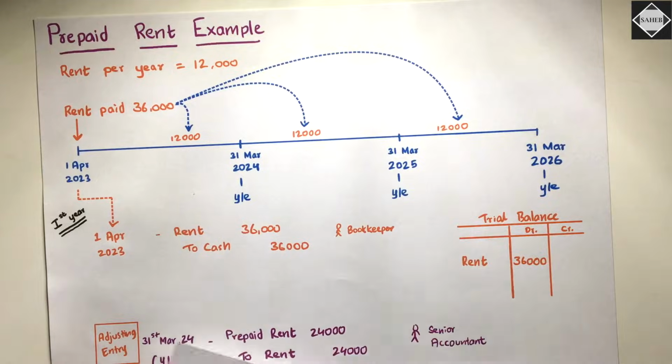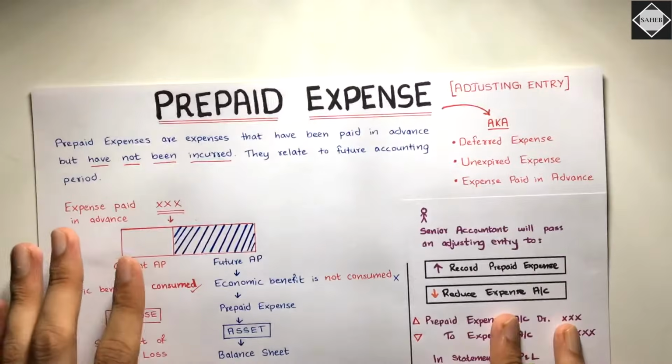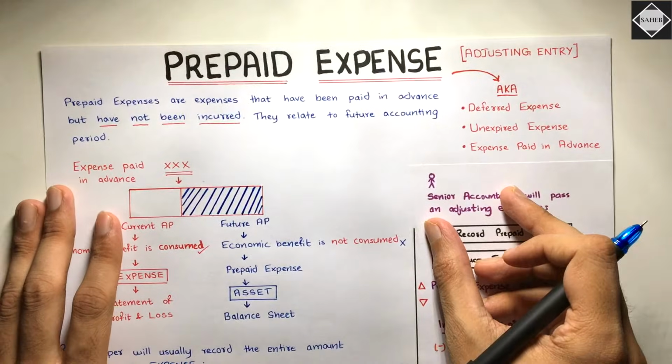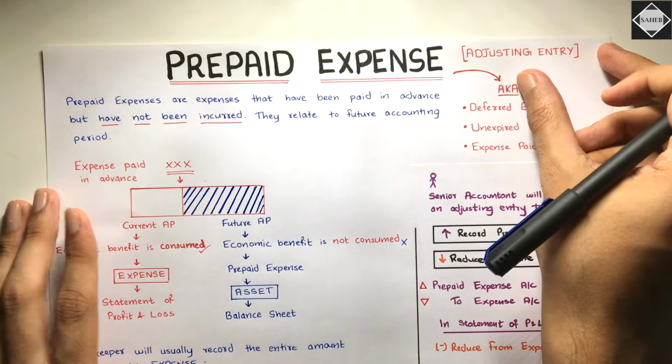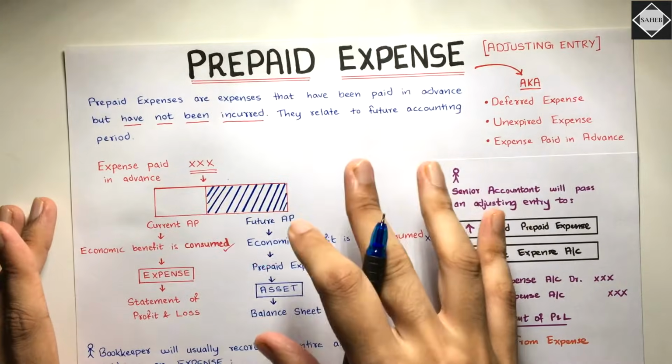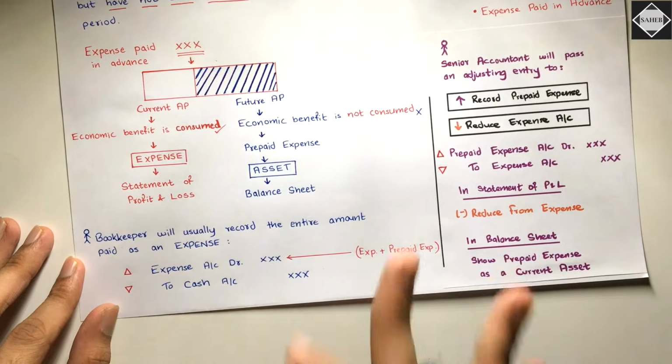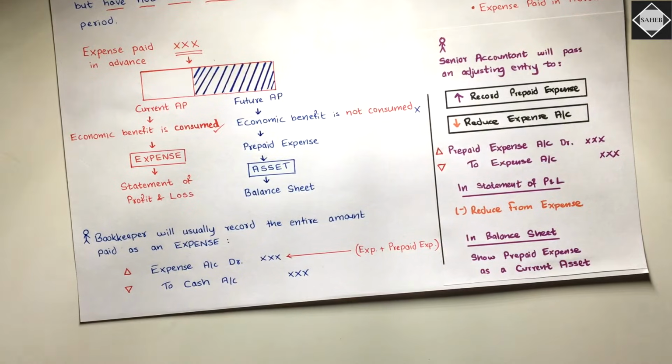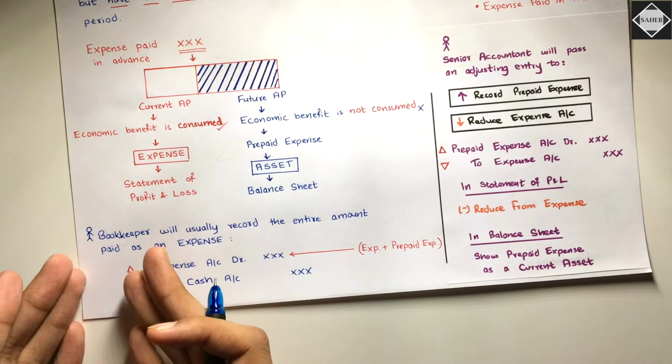Now after this, what I have to explain is one more small concept is there. See here, the remaining concept is, I told you that senior accountant will pass the adjusting entry based on what has happened in the current year, what the bookkeeper or the junior accountants have done. And we have assumed in that entire example and everything that bookkeeper was recording what?